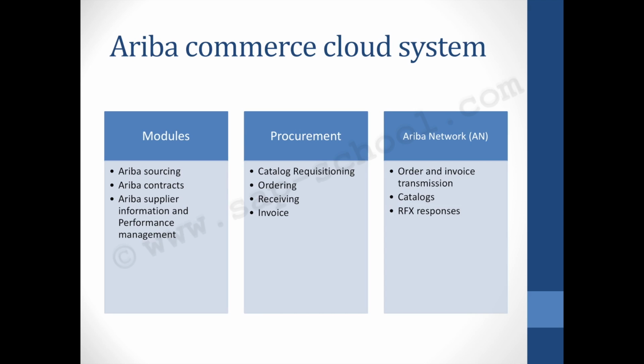We also have Ariba Network, which is the order and invoice transmission, catalog, and RFX responses that seamlessly flow from one system, that is ECC, to the Ariba system, or even through the Ariba system to the supplier network. So the entire end-to-end process that happens inside the Ariba system is essentially happening through the Ariba network, which is nothing but a B2B layer that encapsulates the information and helps to give more secure and reliable connections when it comes to transmission of your data from one system to the other.